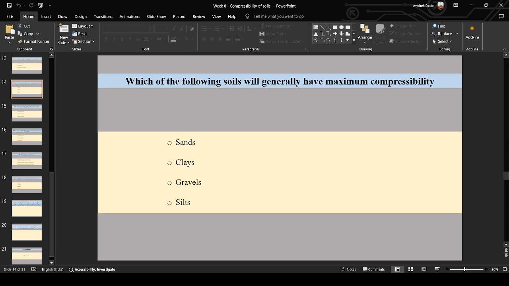I hope you know the differences between these four types of soils with respect to their grain sizes and other engineering parameters. So which among these will have the maximum compressibility? Okay, I'll go to the next question.